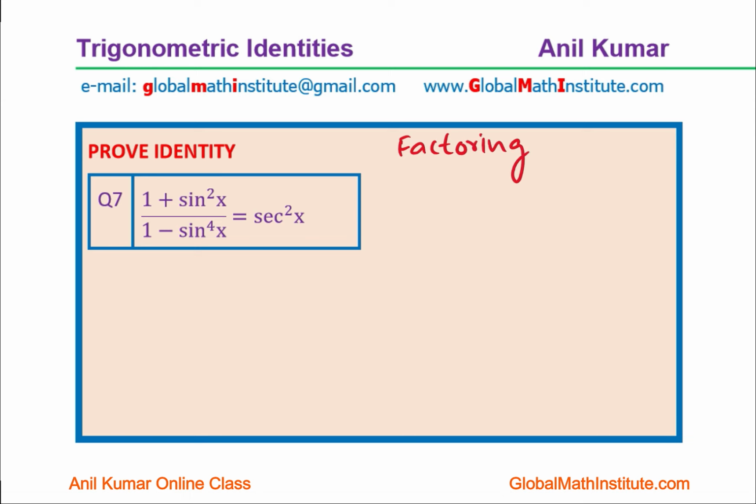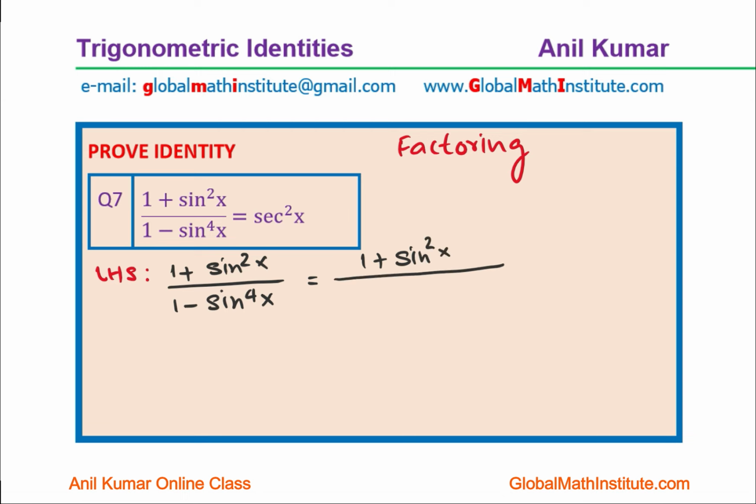We can factor the denominator. So we'll begin with the left hand side, which is (1 + sin²x) over (1 − sin⁴x). Now, the numerator, let's write as such: 1 + sin²x. But the denominator, I'm going to factor as a product of sum and difference. So we get (1 + sin²x) times (1 − sin²x). Clear? Now we see that 1 + sin²x cancels, and so we get 1 over 1 − sin²x.